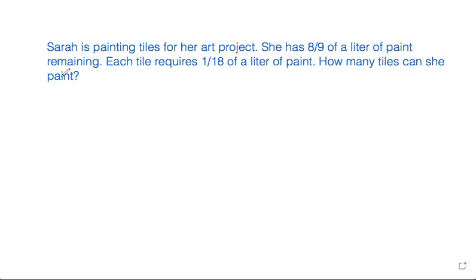So this problem, you could do it in a number of different methods, but first I'm going to talk about it in a logical method. If the first tile requires 1/18 of a liter of paint, 1/18 would represent the first tile. And then each time we paint another tile, it'll take another 1/18 of a liter of paint. So if we wanted to paint two tiles, we would add another 1/18. If we want to paint three tiles, we add another 1/18, and we would keep going.